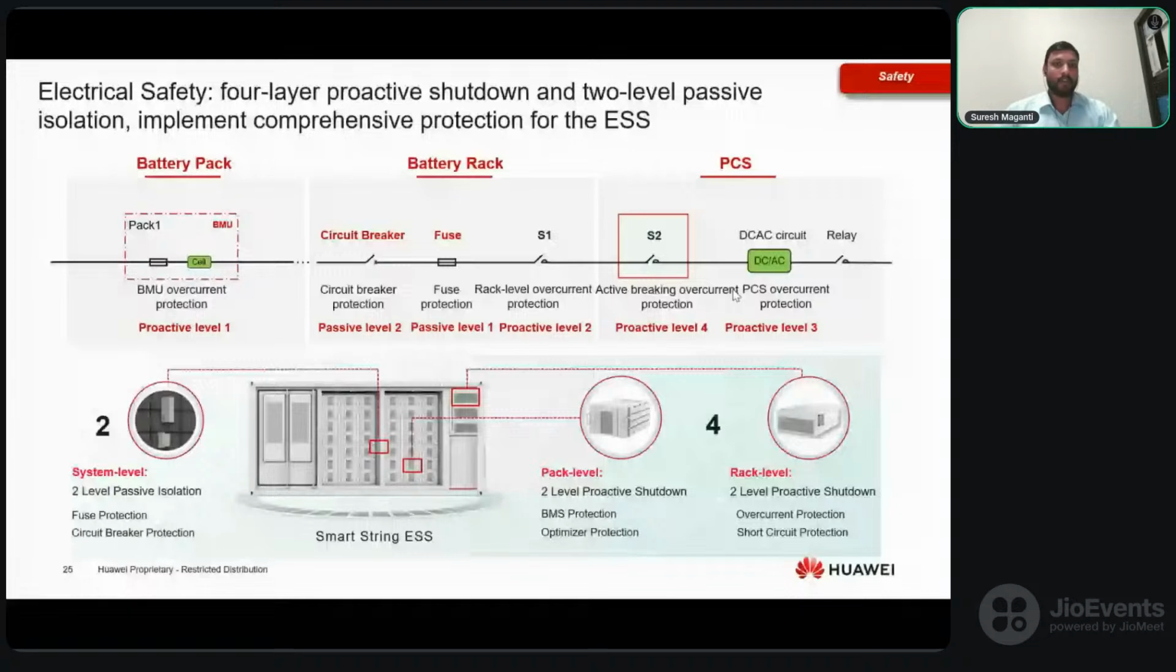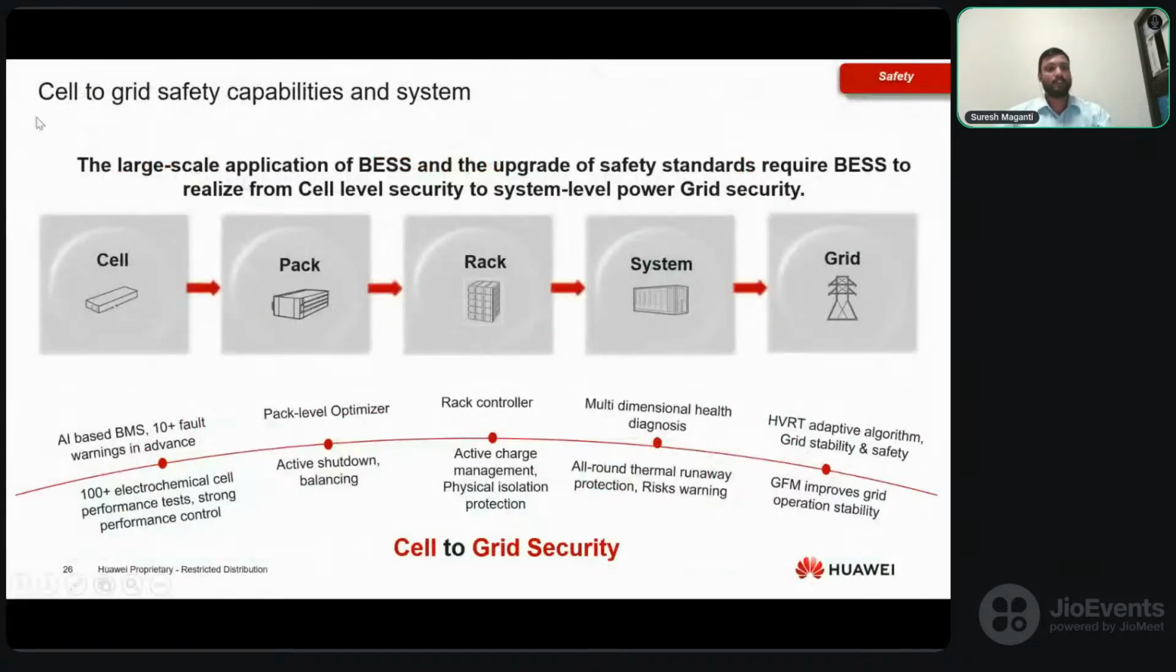When we talk about safety, this is the total safety, the cell to grid safety capabilities. The cell, then pack, then rack, then system and grid. All of this safety has been aligned in such a way that the entire system is very safe for harsh environments. For example, in a European environment there will be minus temperatures, and sometimes those temperatures lead to some ICs not working. So the design is done in such a way that it can work from minus temperatures to very harsh temperatures, like the very hot temperatures in the Middle East. These are the design aspects and also safety aspects.